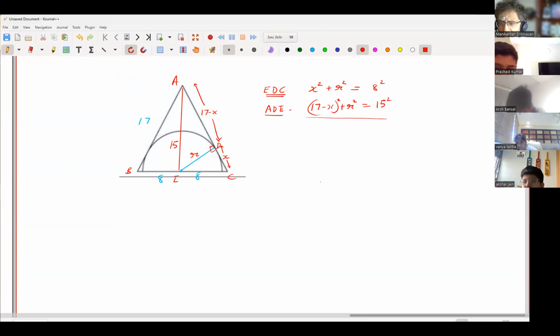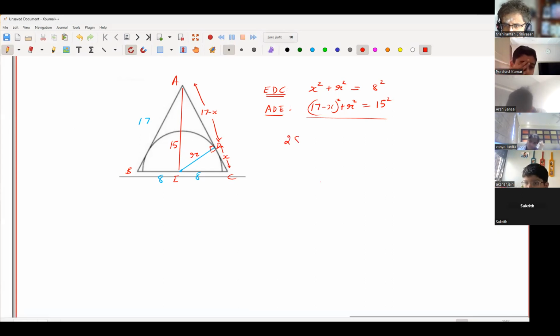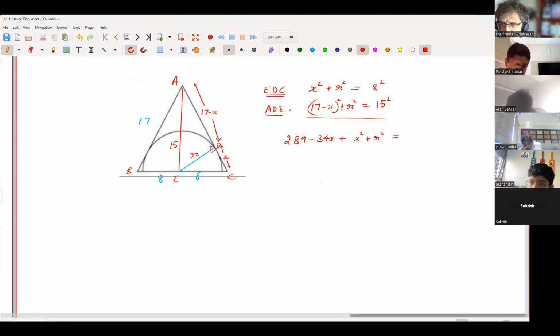Yeah. And now I can expand both of them and just subtract. So 17 minus x whole square plus r square, and x square plus r square equals 8 square. If I'm making some mistake, please call it out soon rather than wait. If I expand the second one, it becomes 289 minus 34x plus x square plus r square equals 15 square. The second equation, I'm expanding a minus b whole square. Vanya, I need you to nod along. You're okay, right, so far?